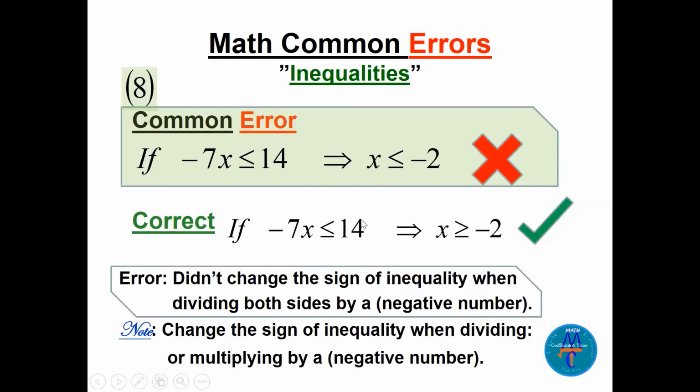Look at the mistake. The correct one is, if we have minus 7x less than or equal to 14, divide by minus 7 and change the sign.